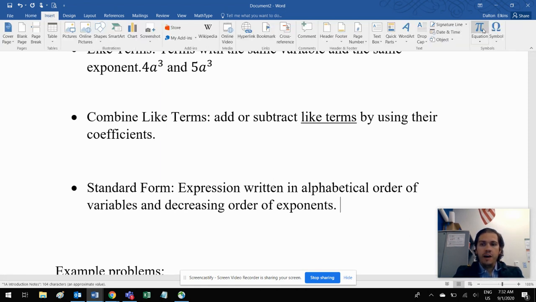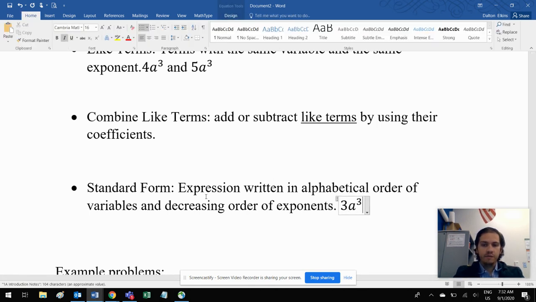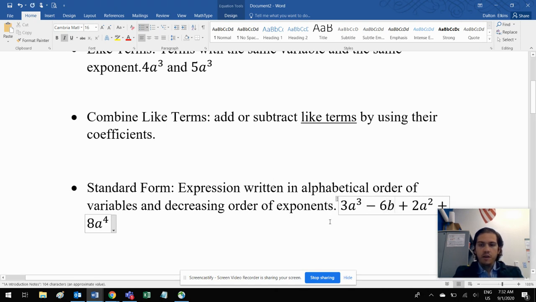For example, if I had something like 3a to the power 3 plus 2a to the power 2 plus 8a to the power 4. Let's just throw something in here. Let's do minus 6b. If you notice, the variables don't go in order. It's a, b, a. We want to put all the a's first, and specifically we want to put the a with the biggest exponent. So that will be 8a to the power 4 here.